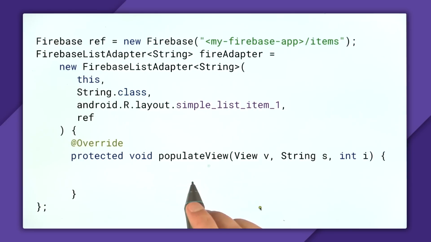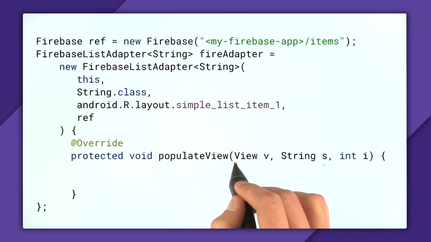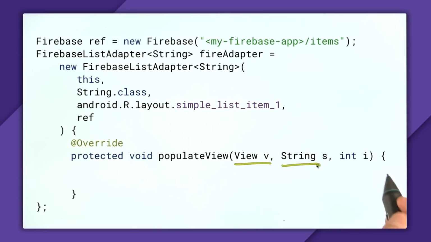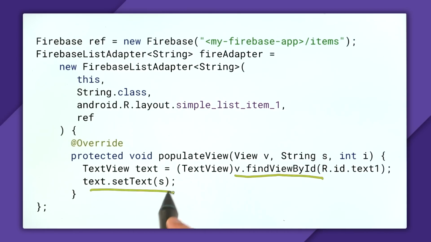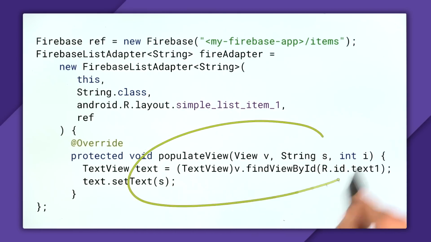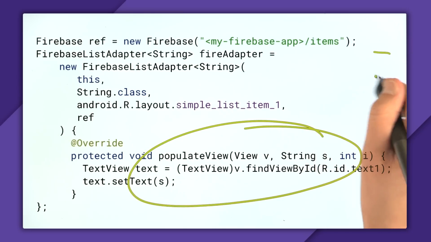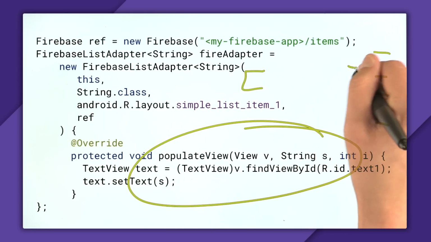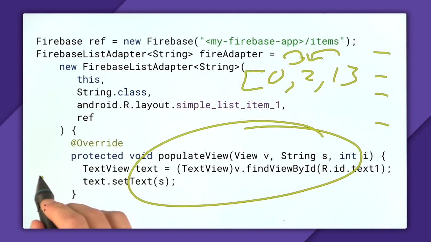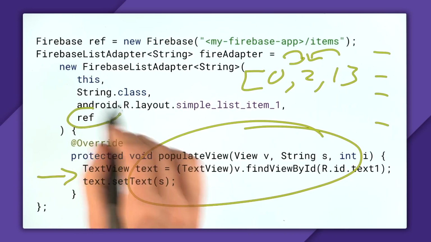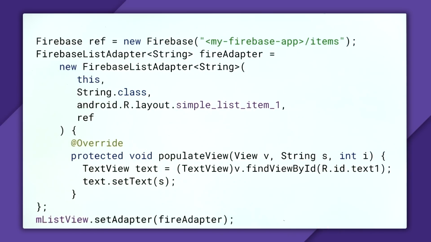To bind your Firebase data to the view, you override the populateView method. This method returns to you the view, the data model, and the position in the backing array. You can find any components in the view and then populate them using the data model. This is super awesome because you don't have to listen to all these child events and manage this array, which is constantly moving around. All you have to do is specify the view and the reference and you're in business. And the list adapter is set just like any other adapter.